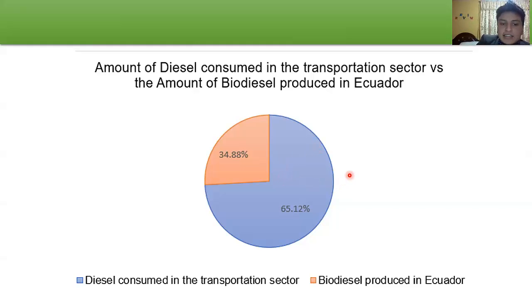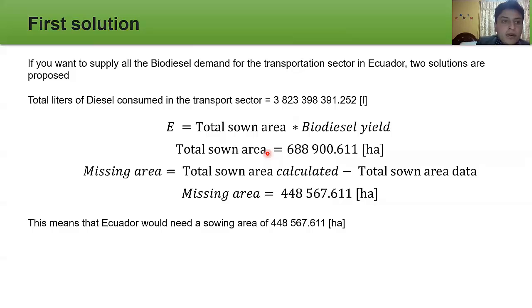For this, it barely covers 33.88%. The 33.88% is small. If you want to supply the biodiesel demand for the transportation sector in Ecuador, two solutions are proposed. The first solution is to remove a variable that can be controlled and modified. In this case, it is the total sowing area, to obtain a production of more liters of biodiesel.